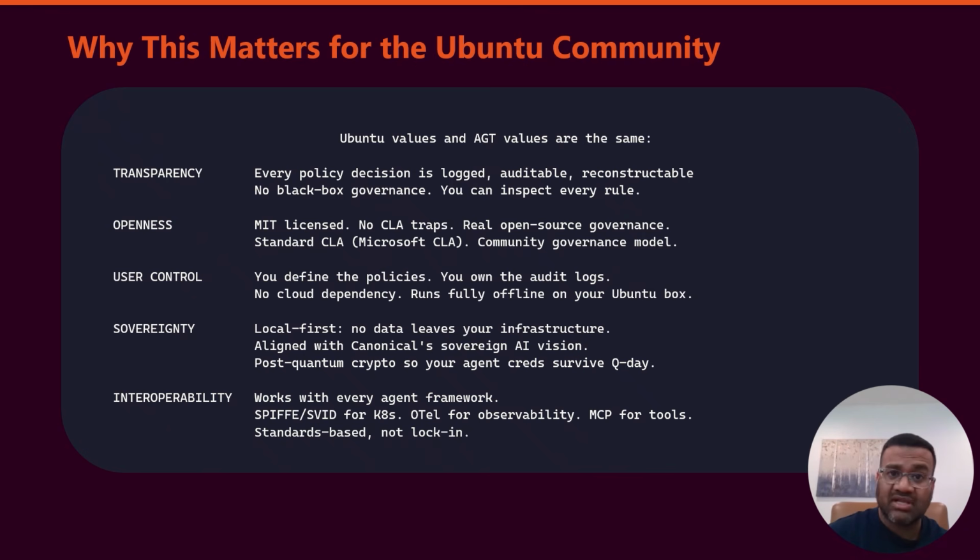Sovereignty. This aligns perfectly with the Canonical sovereign AI vision that they are presenting at this very summit. Local first AI governance, no data leaves the infrastructure. Post quantum cryptography, so your agent credentials survive Q day, whenever that comes.